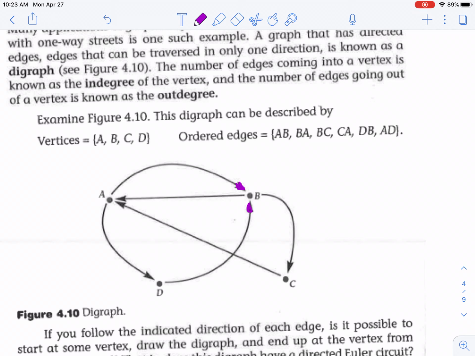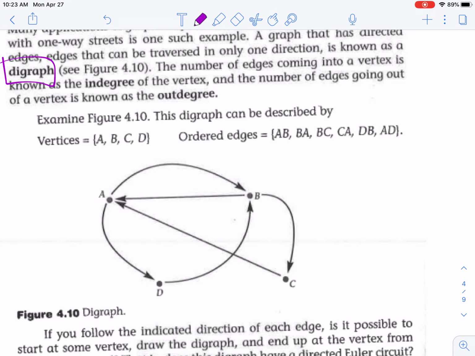The arrowheads mean that you could only travel those edges in the direction of the arrow. Think of them like one-way streets, okay? You have to follow the arrows. You cannot go against the grain of an arrow. These are called digraphs. Digraphs are directional graphs.